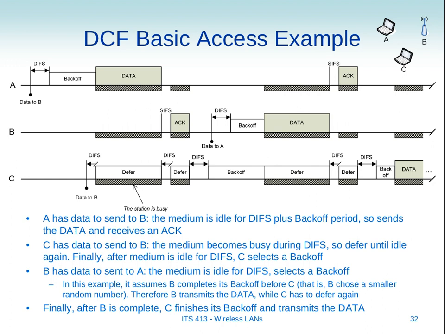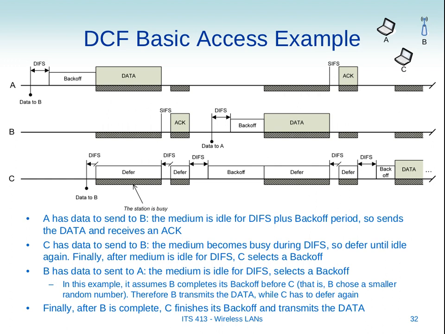So what have we seen? We've seen the basic operation. We wait for a DCF interframe space. The medium must be idle. And same, we back off. The medium must be idle. DIFS is fixed. Always 50 in 802.11b. In 11g and n, it's a different value, but it's fixed.